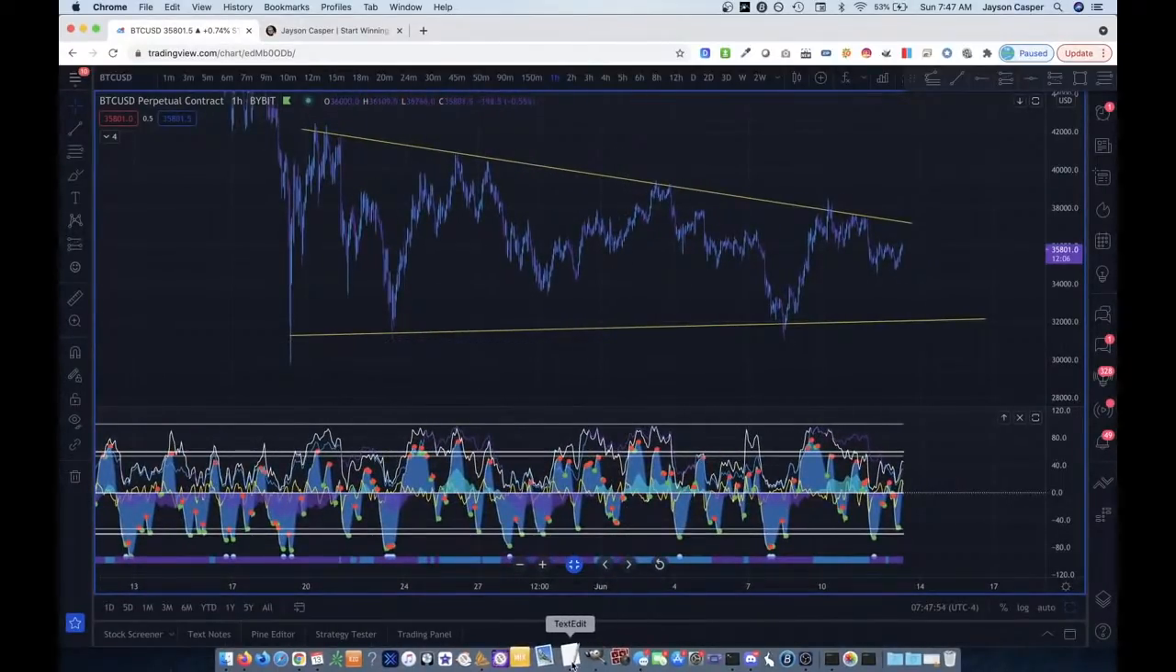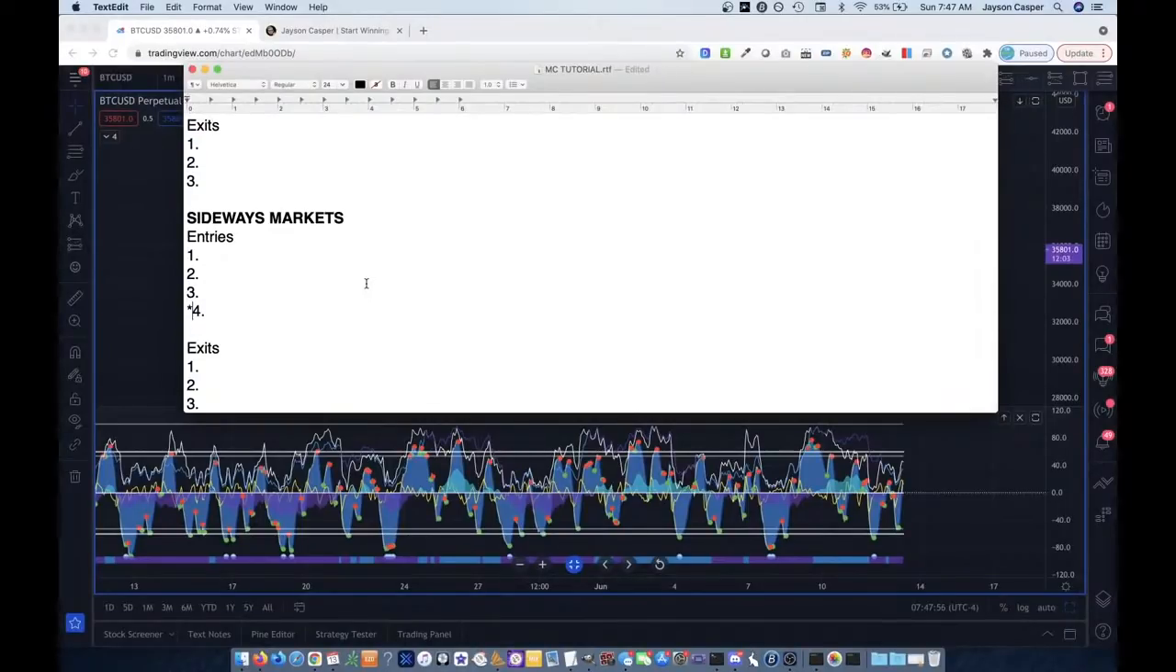So what we're going to do is we're going to break this down, and we're going to say, what are we going to look for in a sideways market? In a sideways market using Market Cipher, what are we going to look for to find an entry into a trade? And then what are we going to look for to exit a trade? How are we going to set our take profits? How are we going to set our stop loss? What is going to signal us to exit the trade? It's very important, especially if you're newer to trading or if you're older to trading, that you have a plan going into a trade. Okay, we can't just look for good entries.